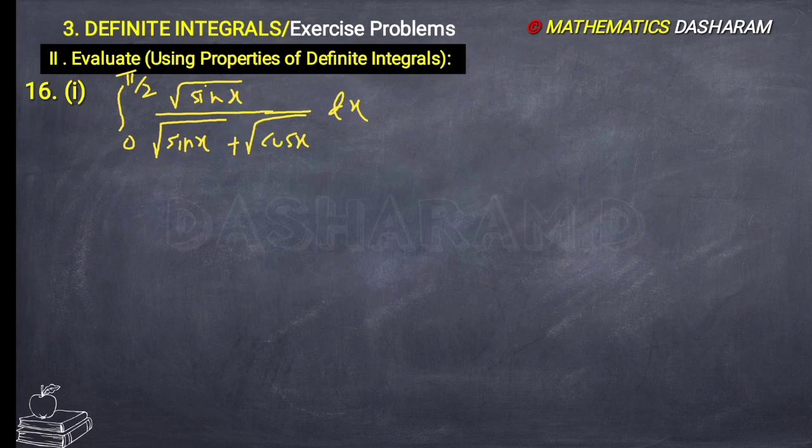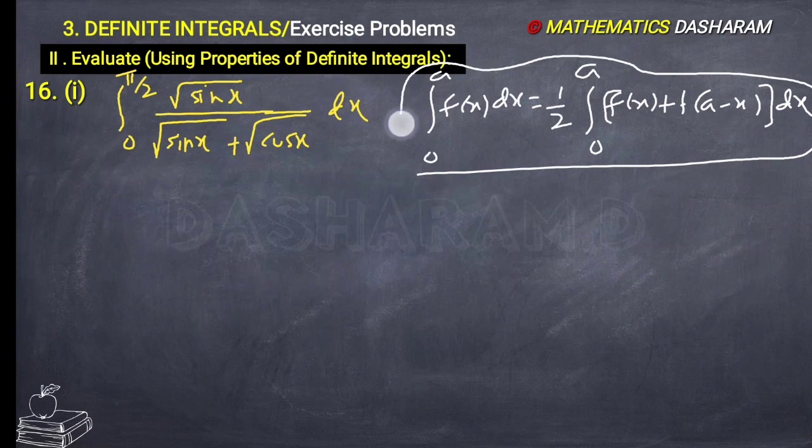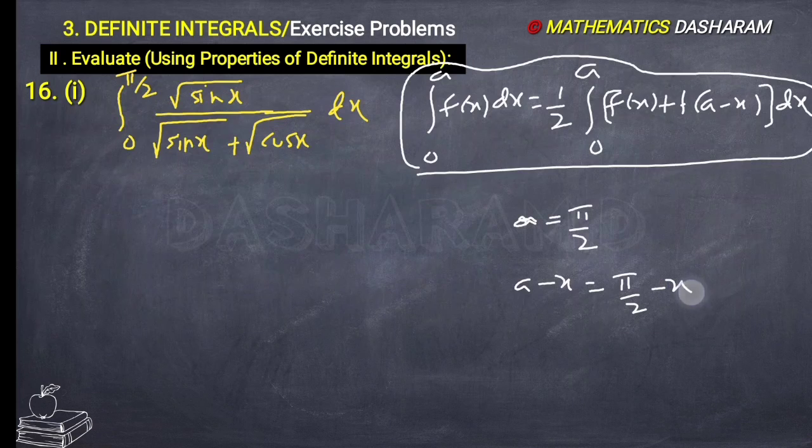Integration 0 to pi by 2 root sin x by root sin x plus root cos x dx. So here the suitable formula is integration 0 to a f of x dx equals to 1 by 2 integration 0 to a f of x plus f of a minus x whole dx. Let us use this property. Here what is the a value? A value is pi by 2. Then a minus x means pi by 2 minus x.